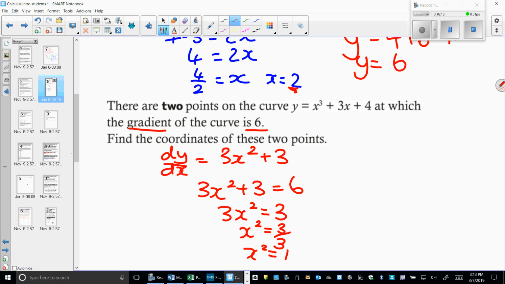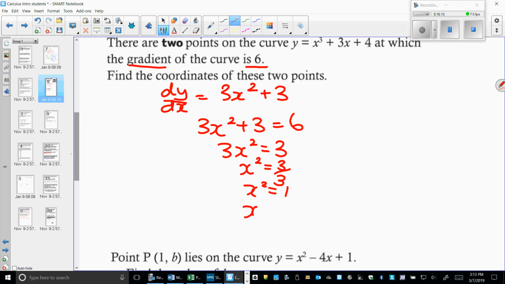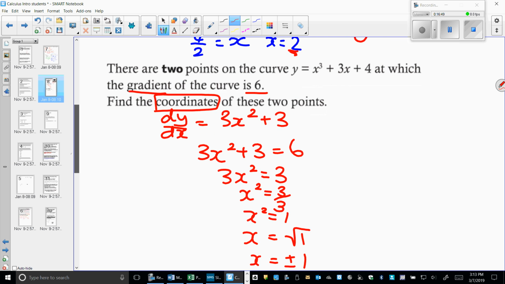So x squared is 1. So when we are square rooting, remember what happens when we square root something. It's positive or negative 1, because the square root of a number can be both the positive and the negative version. So there's our 2 x values, but they've actually said to find the coordinates. That's not a coordinate, that's just an x value. So what we're going to do now is find the corresponding y values.